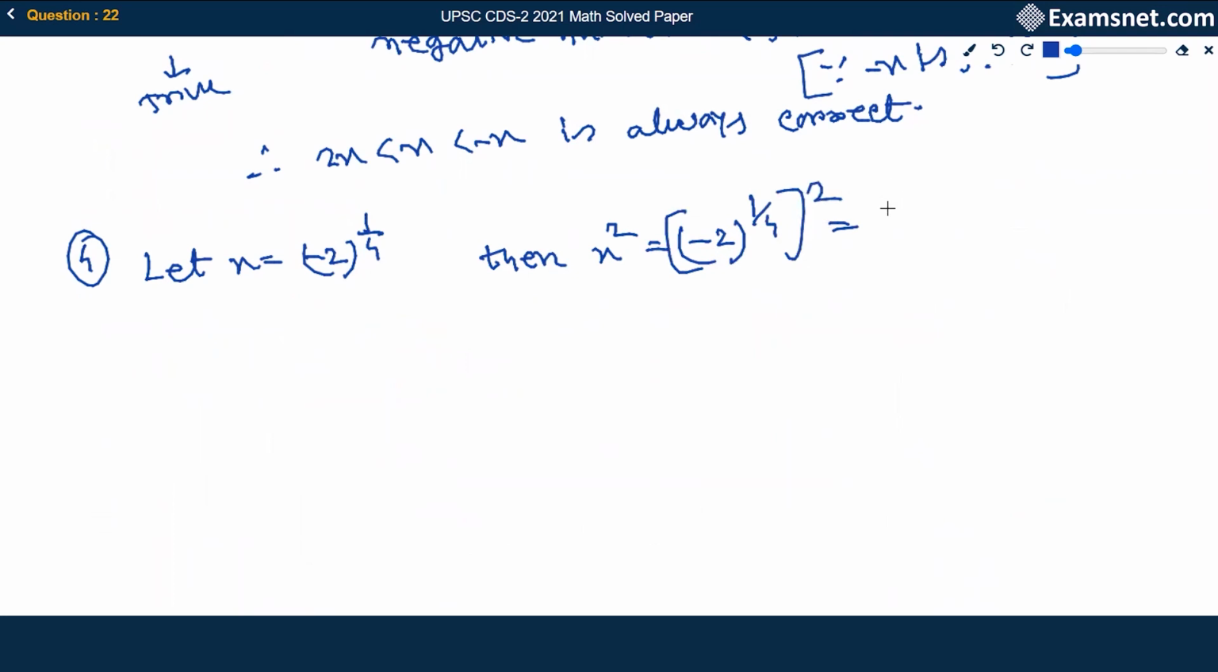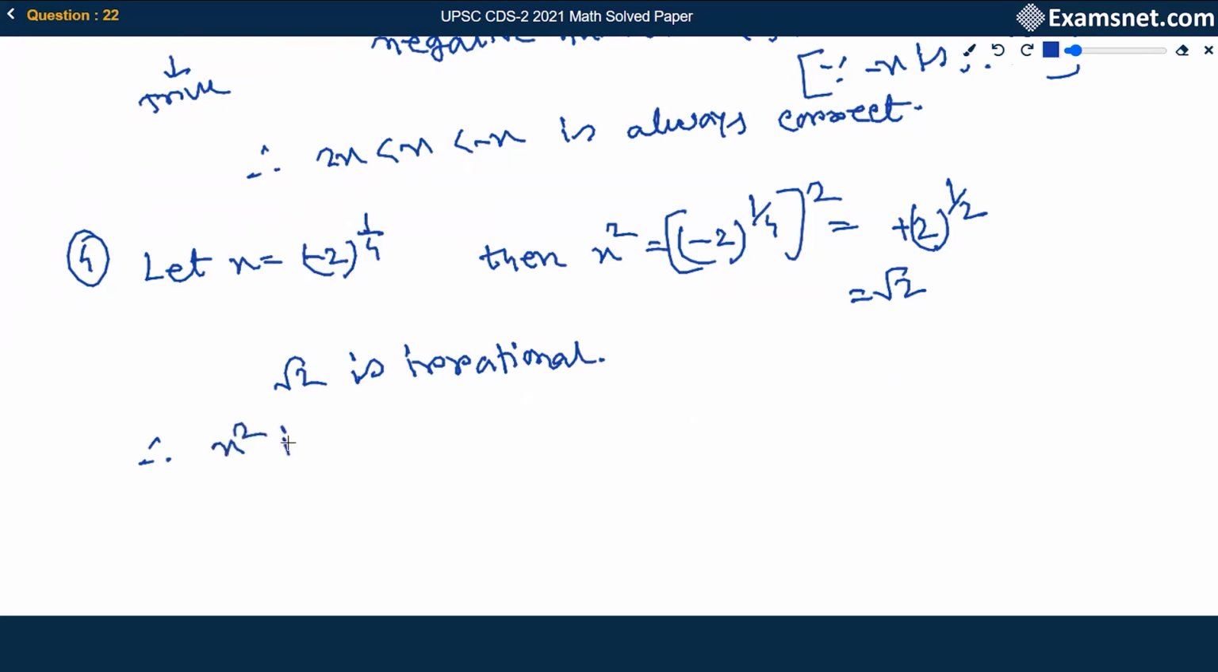That means it will be 2 to the power 1/2, correct? So it will give us root 2, which is an irrational number, correct? Root 2 is irrational. Therefore, we can say x square is always a rational number is not a correct statement. So x square is not always a rational number. Not always a rational number, correct?